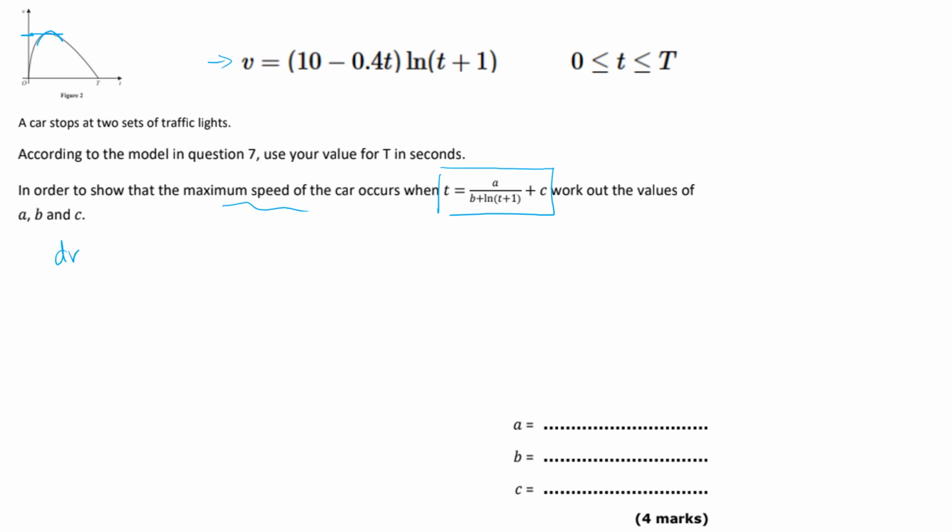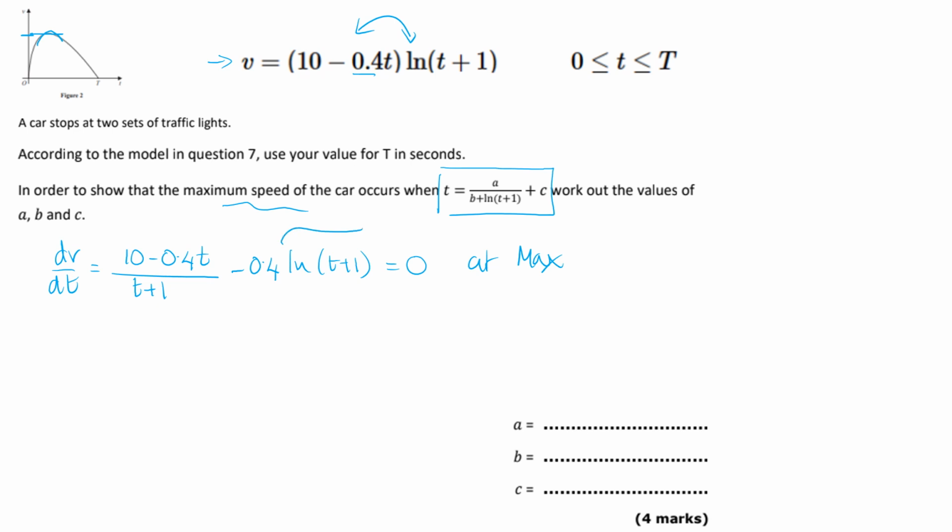So dv by dt, we can see we've got two terms being multiplied, so we're going to use the product rule. It's first times the differential of second. The differential of ln of t plus 1 is just 1 over t plus 1, plus second, ln of t plus 1, times the differential of first, which is minus 0.4. Equate that to 0 at the max.